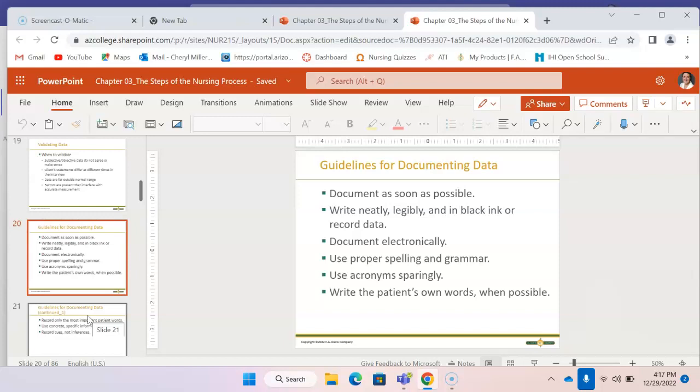Use acronyms sparingly. Don't use an acronym unless everybody knows what it means. What I use for short of breath might not be what other people use, or I might be in the wrong country for that. SOB, if a patient's reading their chart, might not make the same sense to them as shortness of breath, okay? Write the patient's own words when possible.